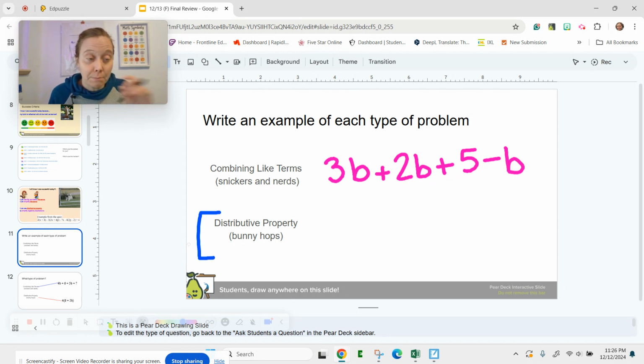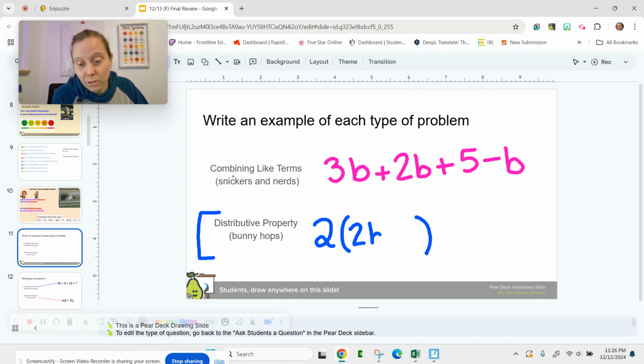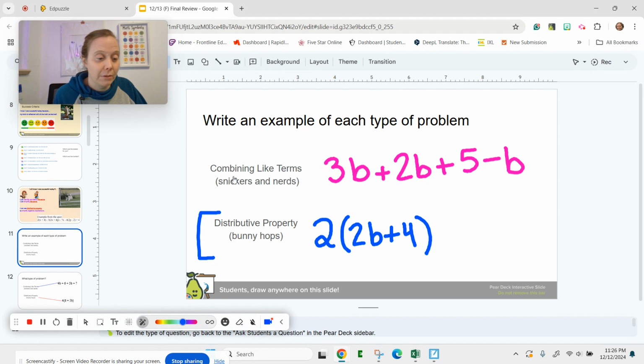Now on this next one, I want you to write a problem that has distributive property in it. So thinking about bunny hops, what might a problem look like that we've dealt with that has distributive property in it? Terrific. So our types of problems are going to have a number or a variable at the front, and then some parentheses, and within the parentheses are going to be at least 2 terms, one of them having the variable at least. Okay. And so this was the type of problem that we were talking about when we were talking about distributive property. Here are some other examples of that.